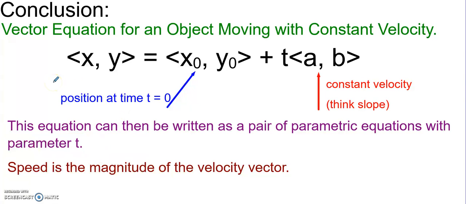Okay, so again, we just wanted to understand our vector equation for an object moving with constant velocity. It's essentially slope-intercept form of a vector with a parameter. This equation can then be split up into a set of parametric equations with parameter t, and speed is the magnitude of the velocity vector. Nice work.